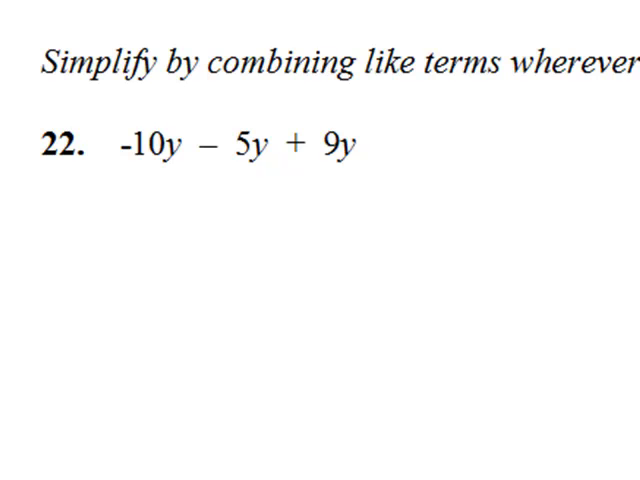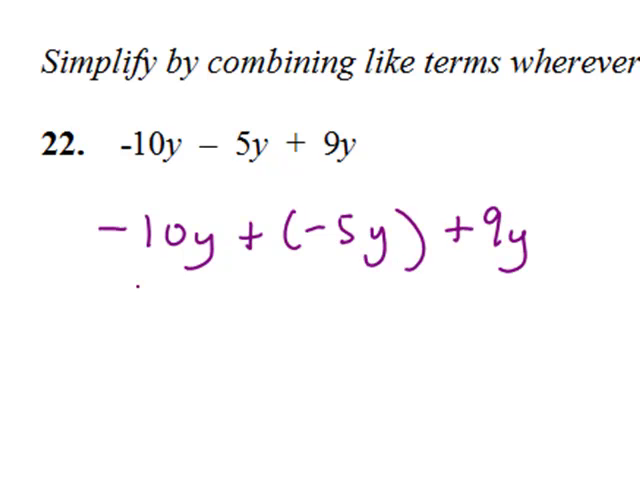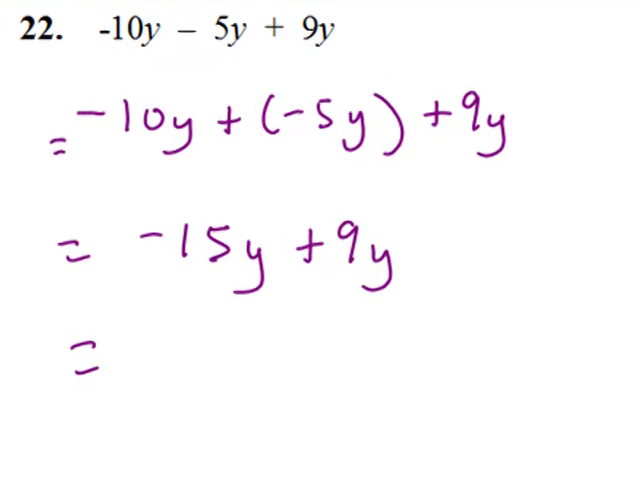Now if it's helpful, we can make this negative 10y plus negative 5y plus 9y. So everything is addition. And let's see, that's negative 15y for the first two plus 9y. And that is negative 6y.